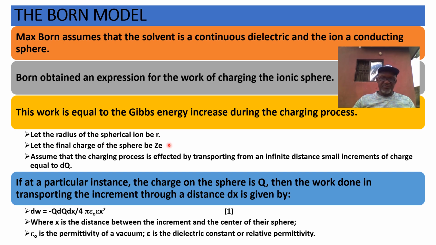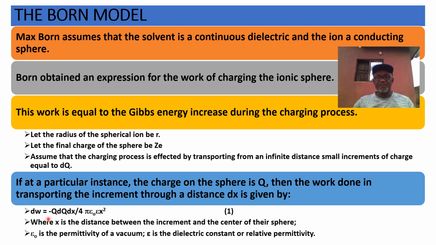Let the radius of the sphere be equal to r. Let the final charge be ze. Then we assume that the charging process is effected by transporting from an infinite distance small increments of charge equal to dq. q is the charge or the quantity of charge. If at a particular distance the charge on the sphere is q, then the work done in transporting the increment through a distance dx is given by this. That's the work done, equation 1, the w.